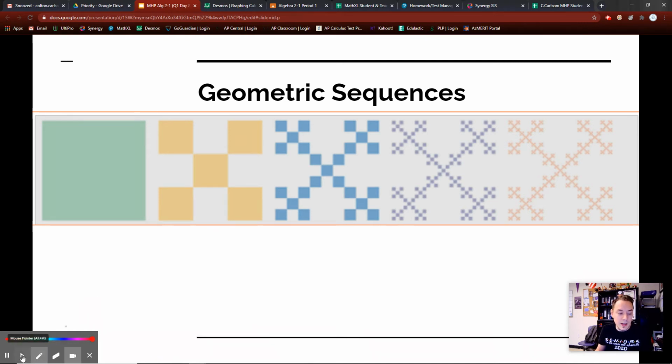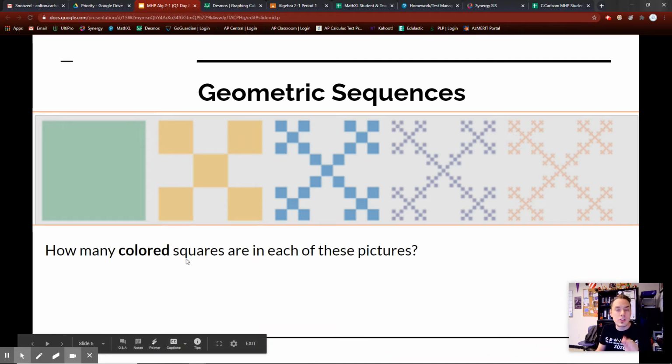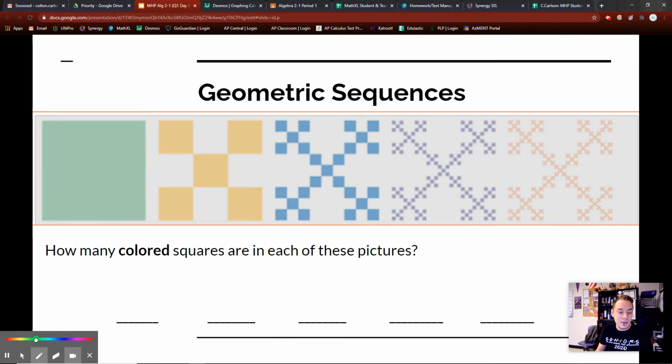So think about this for me, guys. How many colored squares are in each of these pictures? So in the first one, how many colored squares, guys? It's very simple. You should all be saying, well, green, it's green, right? That definitely looks like just 1 because you're right. It is just 1. There's 1 colored square. Now, what about for this yellow here? What is that? Well, you can count 1, 2, 3, 4, 5. So there's five colored squares.